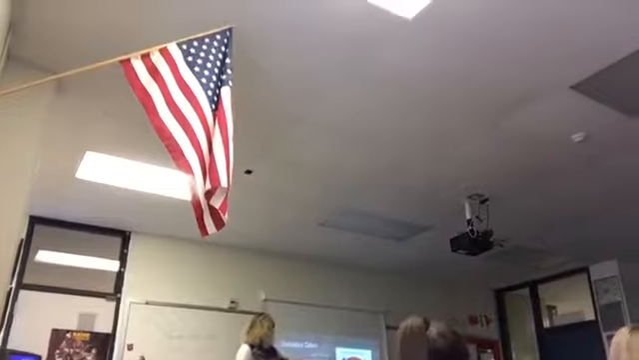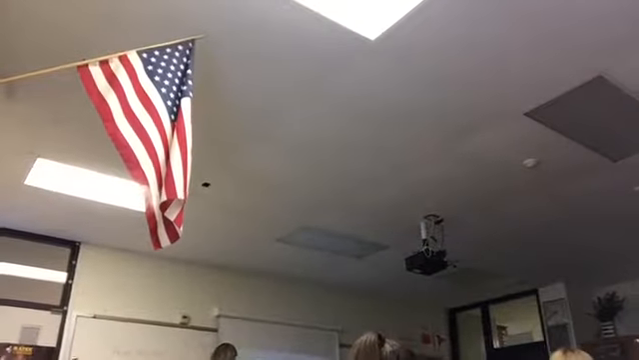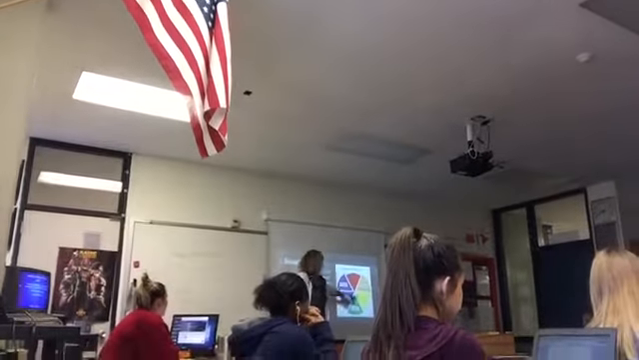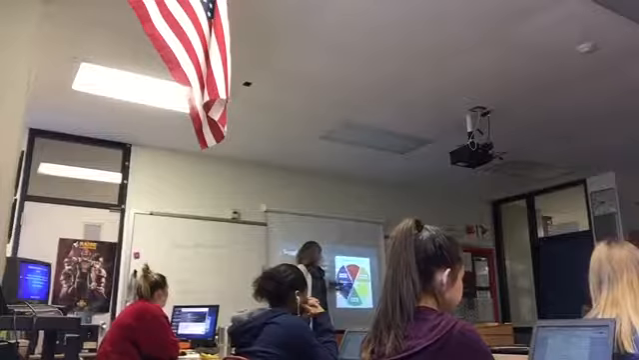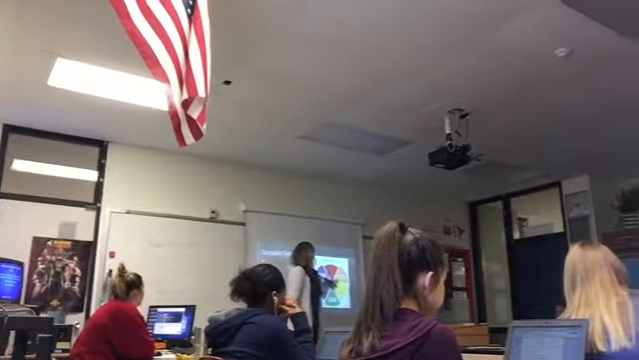So then that's how we get our secondary colors. For green, you're going to mix blue and yellow together. Blue and yellow together are going to make green. Red and blue mixed together are going to make purple. And then red and yellow are going to make orange.